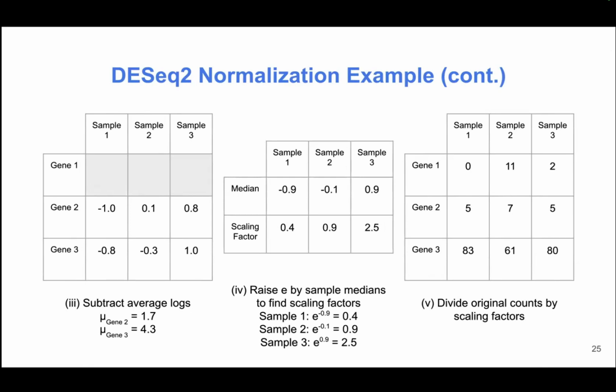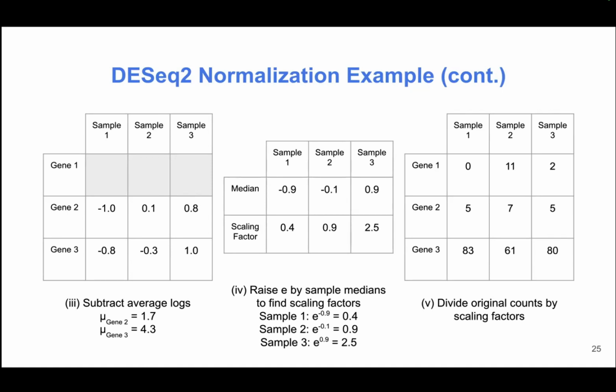Then, to actually make these column-specific scaling factors, we'll take the median value for each column, and then we'll undo the log transformation that we did earlier. So in this case, for our median for sample 1, we get minus 0.9, which when we raise e to the minus 0.9, we get a scaling factor of 0.4. We'll do that for each of the samples.